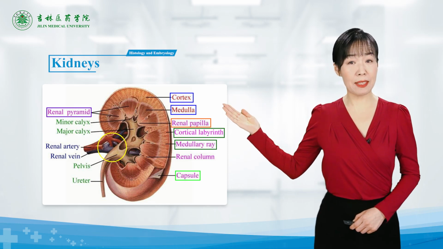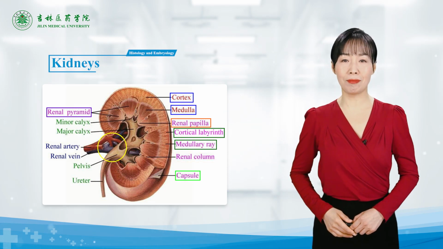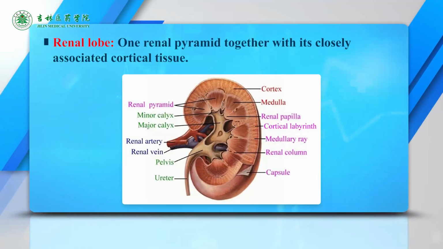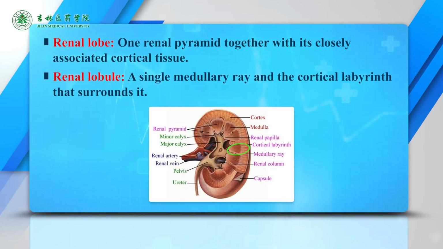The cortex between the renal pyramids is called the renal column. A renal lobe consists of one renal pyramid together with its closely associated cortical tissue. A renal lobule consists of a single medullary ray and the cortical labyrinth that surrounds it.